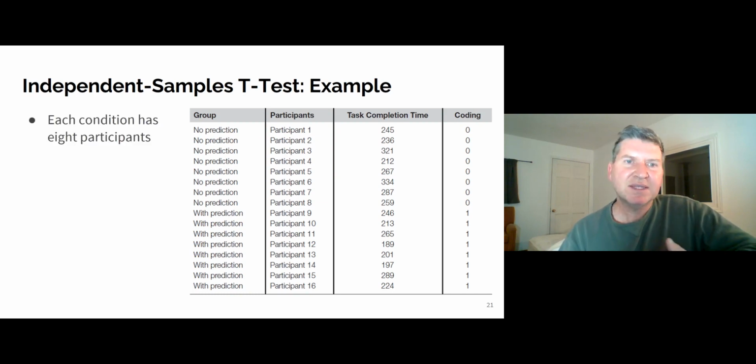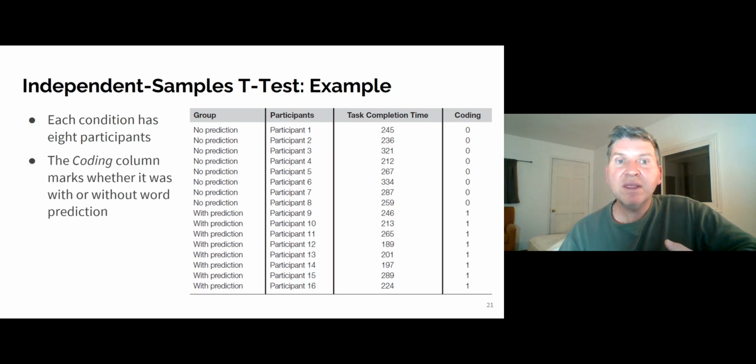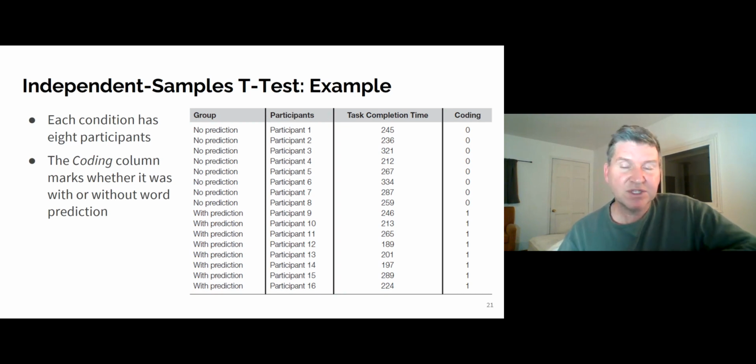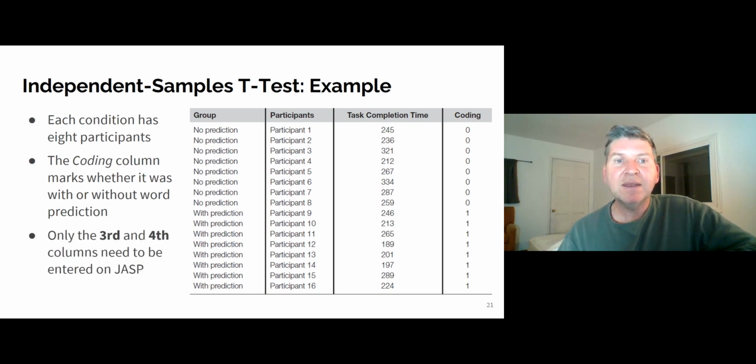Now, each condition has 8 participants, and the coding column, notice the far column, tells whether it was with or without word prediction. And again, we can choose whether one means they use the word prediction software, which is how it's coded here, or we could switch it as long as we knew what that coding meant and then we were consistent. And notice only the third and fourth column need to be entered into the software. So here we have the task completion time and the coding. It's really important for us to get that correct, because if we mistake a coding of a 1 for a 0, it could change our results.